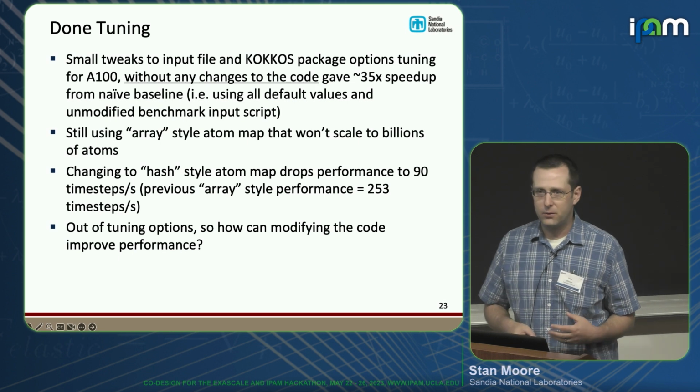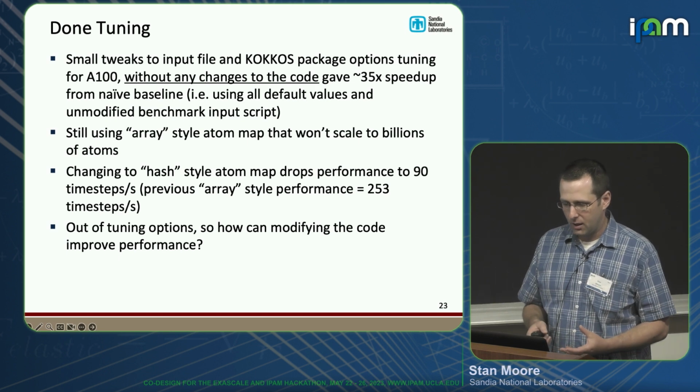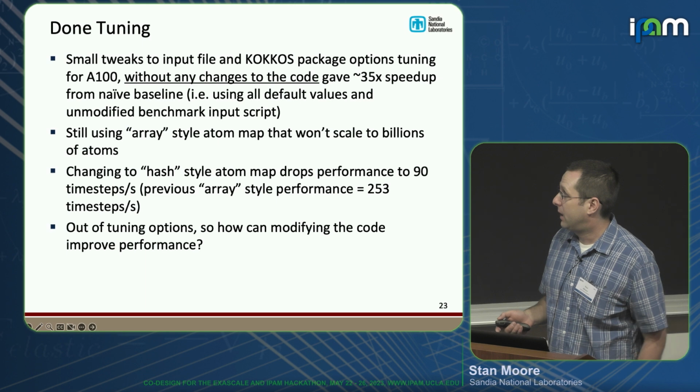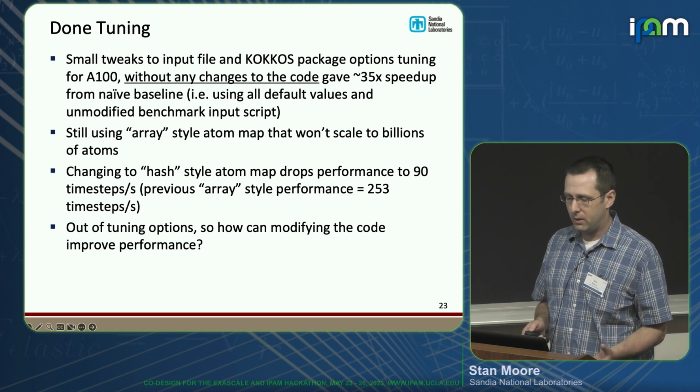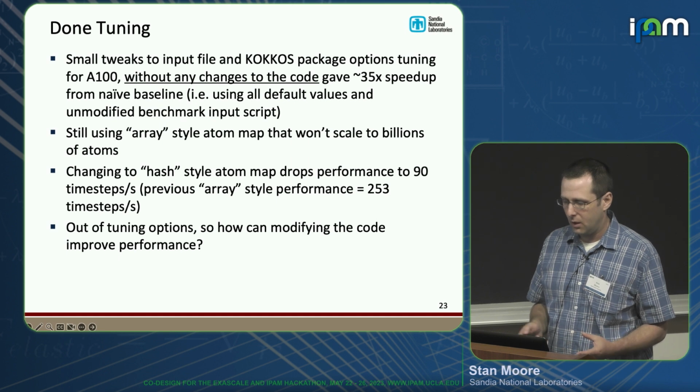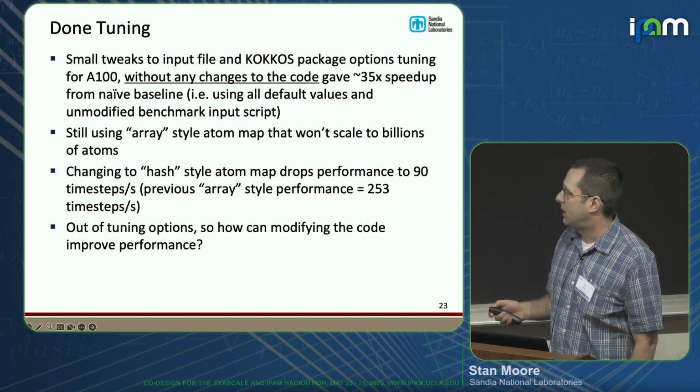Okay, so we're really out of tuning parameters so far, but without any changes to the code, just small tweaks to the input as well as the Kokkos package options gave us a 35x speed up from the baseline. The baseline used all default values and didn't modify the input script.